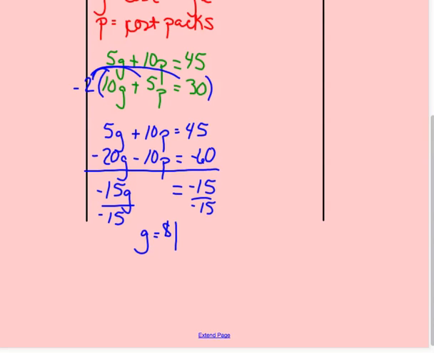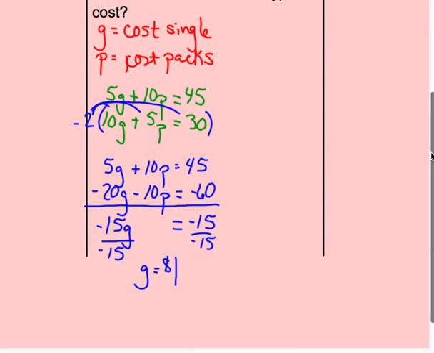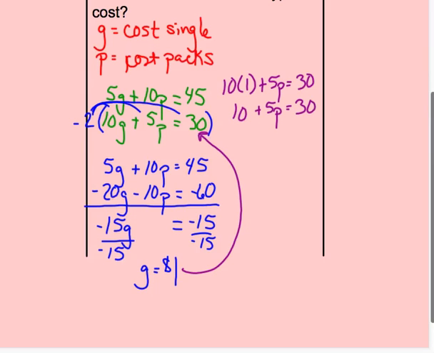Solving for how much the packs of tickets cost, we use our original green equation to solve for P. I'm again going to use the second one just because the numbers are smaller. 30 is smaller than 45. Substituting 1 for G. 10 times 1 is 10. Subtracting 10 from both sides. 5P equals 20. And dividing both sides by 5, we get the packs of tickets sold for $4.